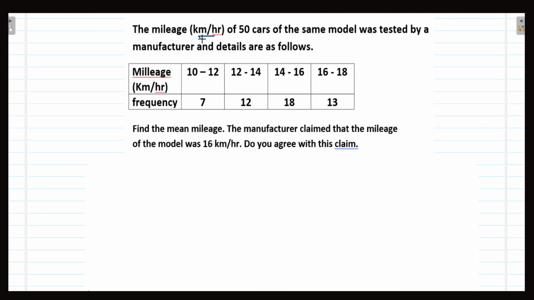The mileage in kilometers per hour of 50 cars. See here, the 50 cars are given. It means the frequency is given to you. The total frequency is given as 50. Cars of the same model were tested by a manufacturer, and details are as follows. Mileage per kilometer is given, frequency is given, and we have been asked to find the mean mileage.